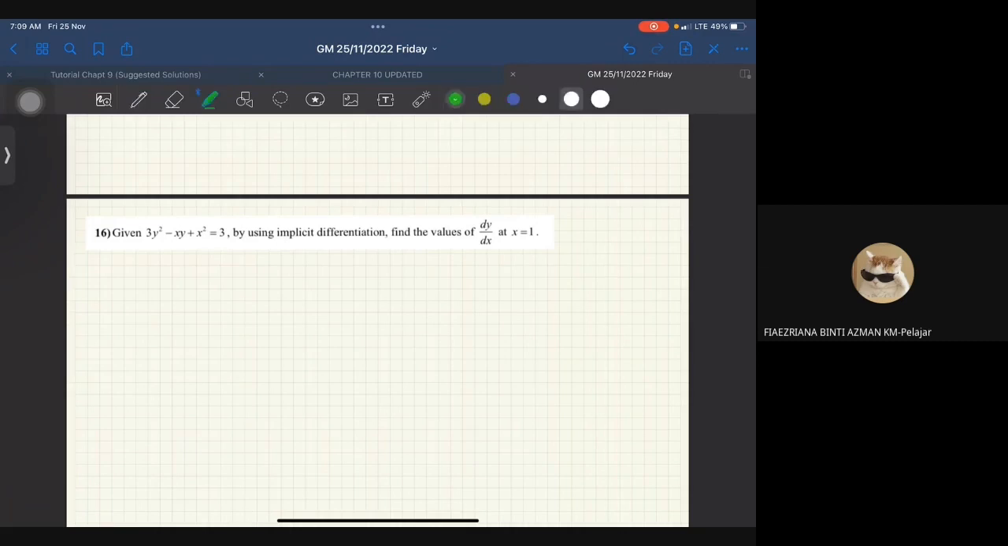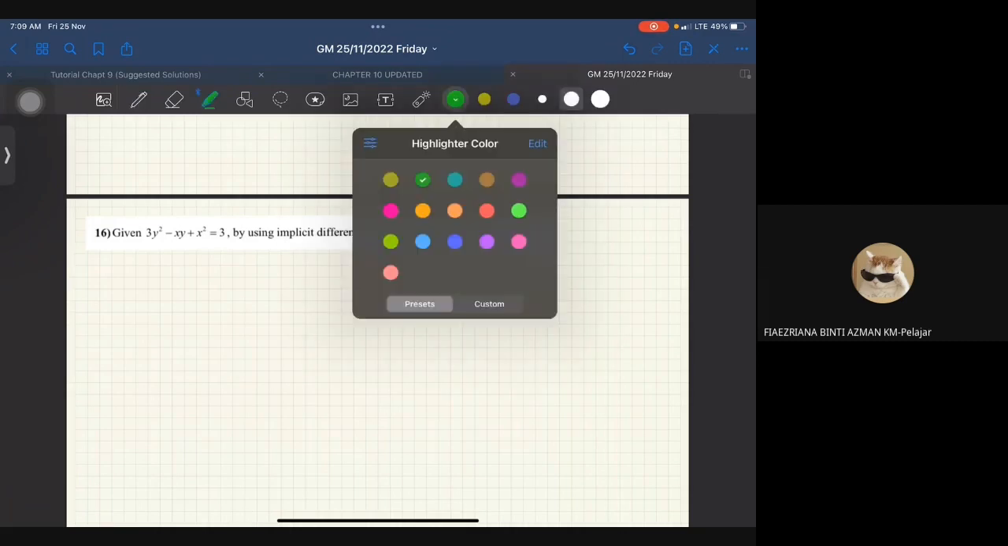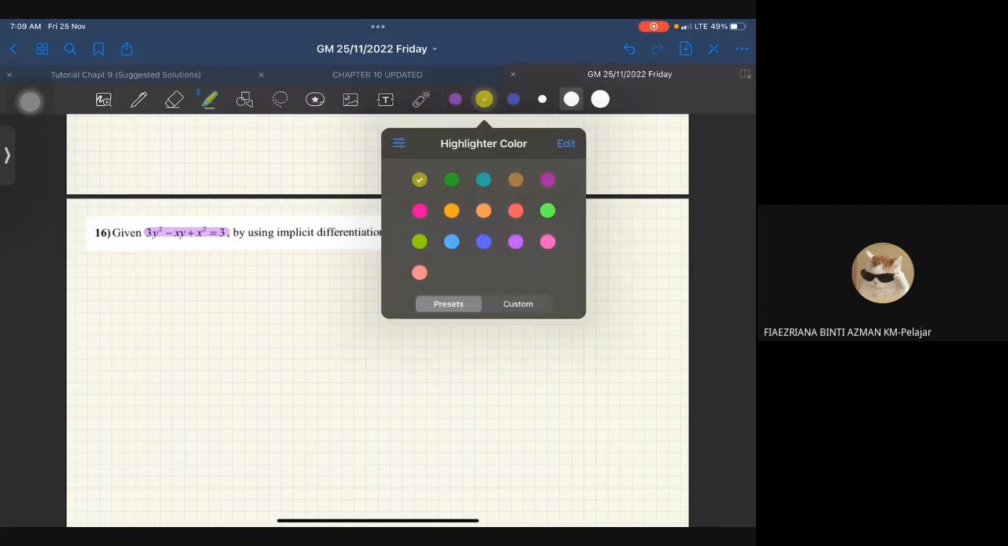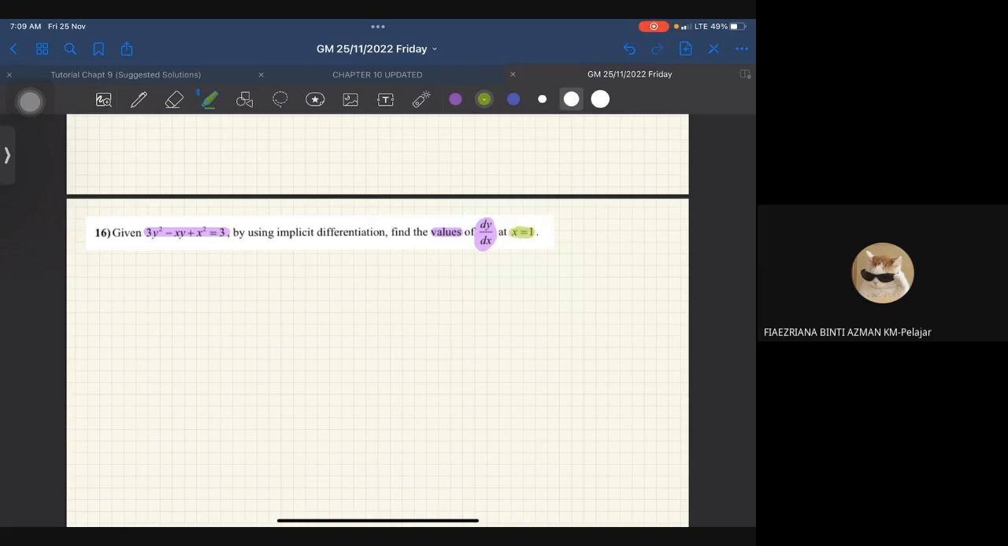Okay, so you are given an implicit function. Ada satu implicit function, this one. Okay, and then dia minta awak cari values of dy dx. Values of dy dx at x equals to 1. Okay, so soalan ni dia bagi clue dekat awak sebenarnya. So, you need to find the dy dx first and then barulah awak kena cari nilai dy dx tu bila x sama dengan 1. Apa awak dapat?